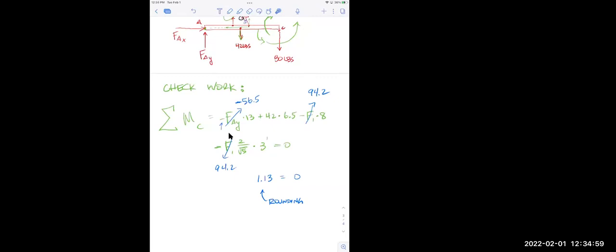That's the reason I called this checking my work, because if it's not rotating around O or A, then it must not be rotating anywhere. So I could actually redo this around any point that I wanted, and I should get the sum of the moments is nothing. It's not rotating. I've stopped its rotation in every respect. So that's kind of cool.